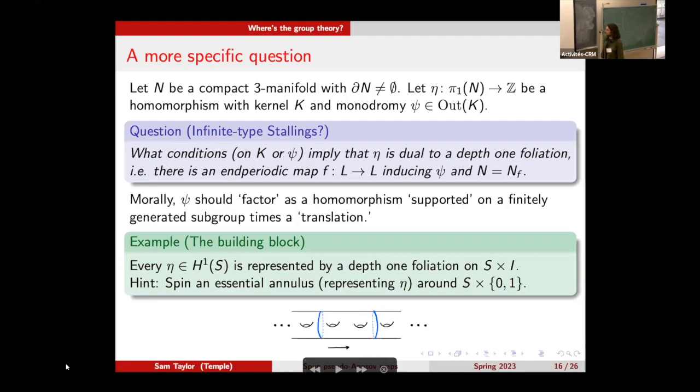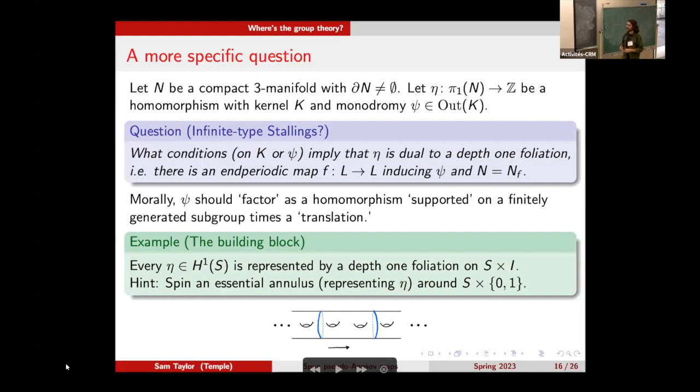It's the case of S compact. So S is always a closed surface in this story. So every homomorphism to Z of the fundamental group of a closed surface is represented by a depth 1 foliation on surface cross I. Okay. So that's not so hard to see.